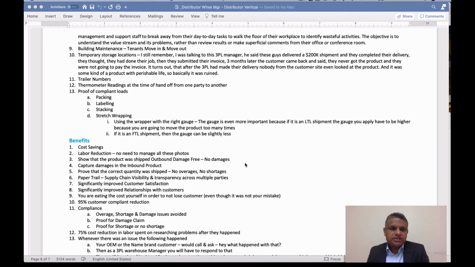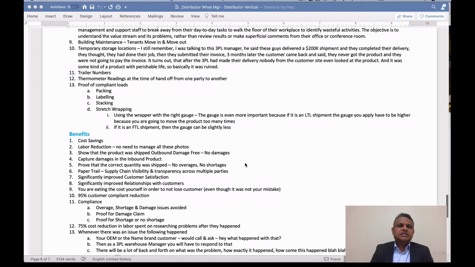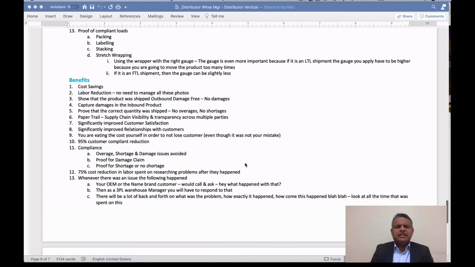And then trailer numbers, thermometer readings at the time of handoff from one party to another, right? This is more in the produce, food scenario. Proof of compliant loads, right? Packing, labeling, stacking, stretch wrapping. Again, LTL versus FTL, you've got to handle it differently. LTL, you've got to have a thicker gauge of stretch wrapping, whereas FTL, you don't need that.